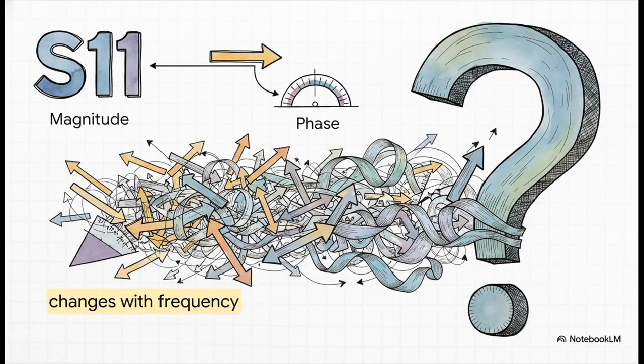Okay, but here's the tricky part. S11 isn't just one number. Remember, it's a vector. It's got both magnitude and phase. And it changes depending on the frequency you're testing. So, how in the world do you plot all of that information in a way that actually makes sense?